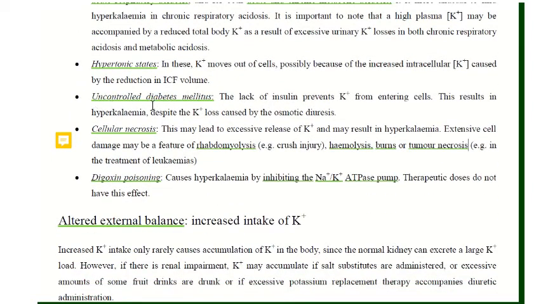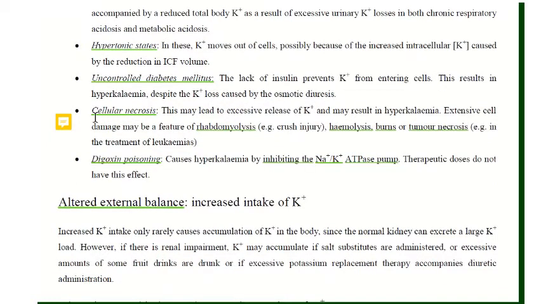وهناك حالة uncontrolled diabetes mellitus. The lack of insulin prevents potassium from entering cells. This results in hyperkalemia despite the potassium loss caused by the osmotic diuresis.